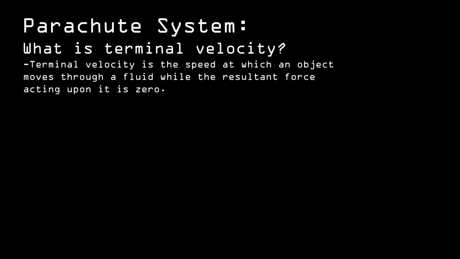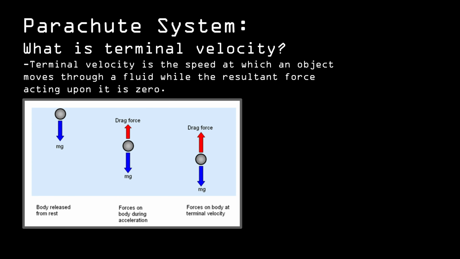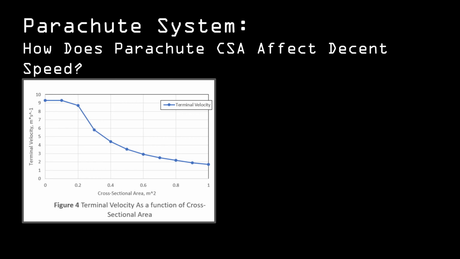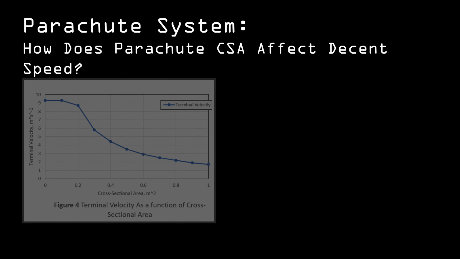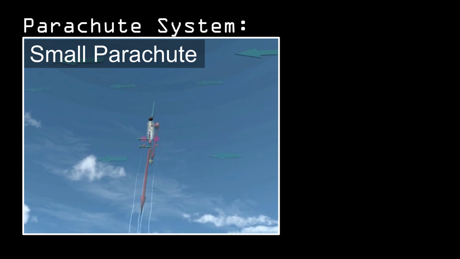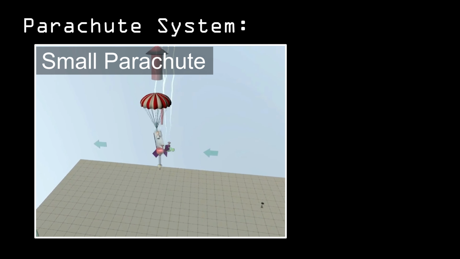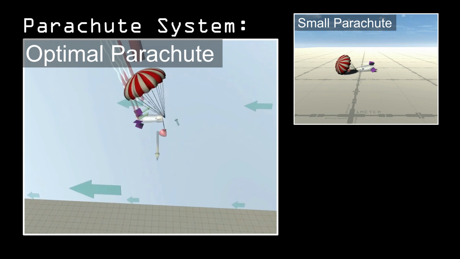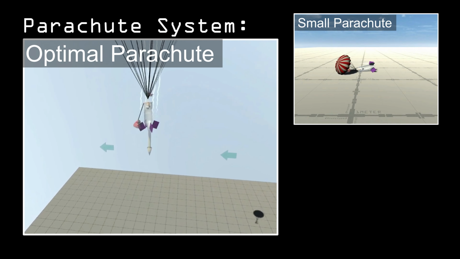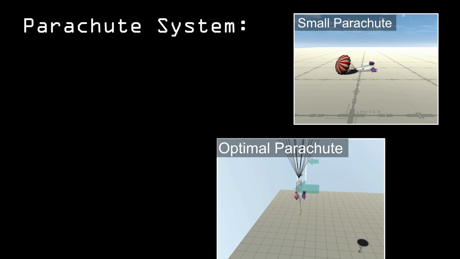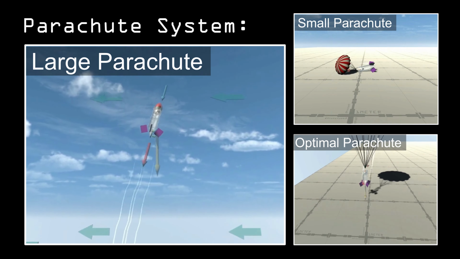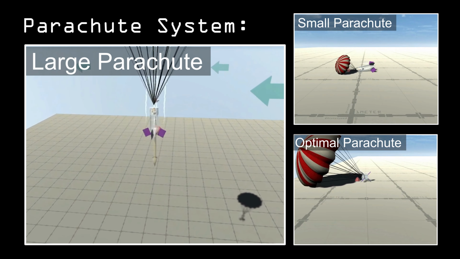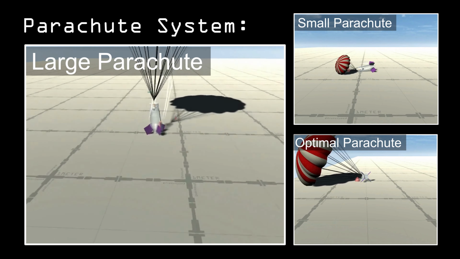Terminal velocity is the speed at which an object moves through a fluid while the resultant force acting upon it is zero. It's mostly affected by the shape, mass, and cross-sectional area of the object. Varying the parachute area decreases the terminal velocity by increasing the amount of air being caught in the parachute's cross-sectional area. Increasing the parachute cross-sectional area does increase the mass, which slightly increases the terminal velocity while the parachute isn't deployed and decreases the launch velocity. Eventually, as the parachute size gets larger, complications arise because the parachute is so large that it might not deploy properly.